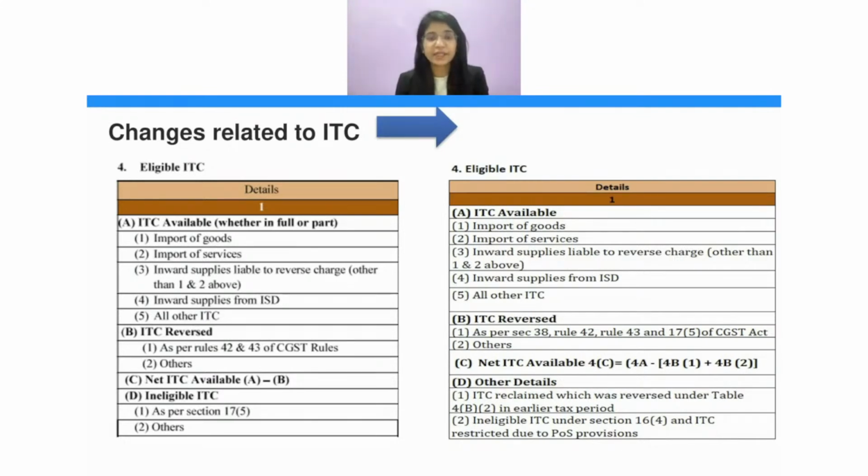Now you realized that there is some problem and you want to return some goods to that particular supplier. You had already claimed ITC because you received everything. But then at a later stage, you realized that some goods have to be returned to this particular supplier. Now there has to be a credit note issued. I was not allowed to claim that ITC.